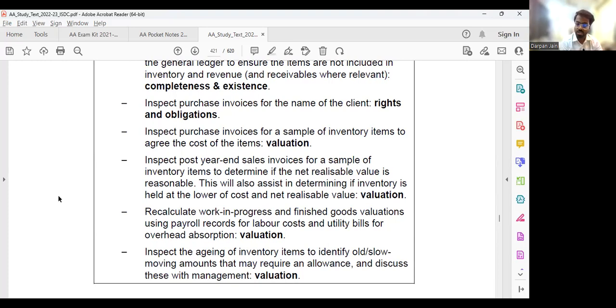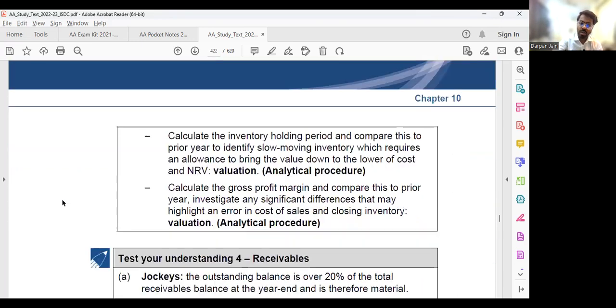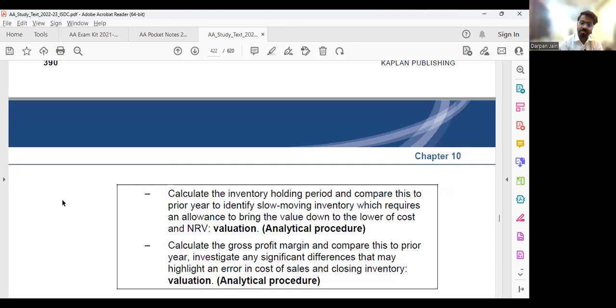As to what is their age, so that you can identify any slow moving item, an item which has not been sold for a very long time, to see if it requires any allowance, any provision to reduce the value of that item, because that item might not be able to be sold at the same price. It's a slow moving item that you can get from inventory age listing.